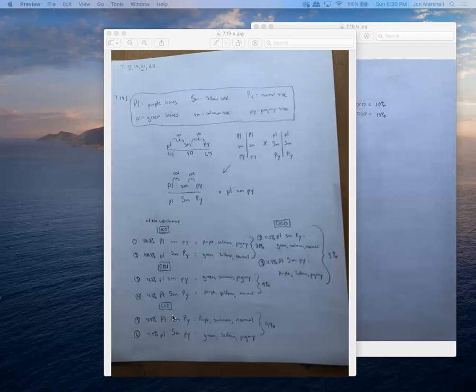So let's just go down here to what I've designated CO2, crossover 2. So between SM and PY. And so in order to eventually get this 10%, or these 10 centimorgans here, that means that 10% of the phenotypes have to have had a crossing over event that occurred between these two genes.